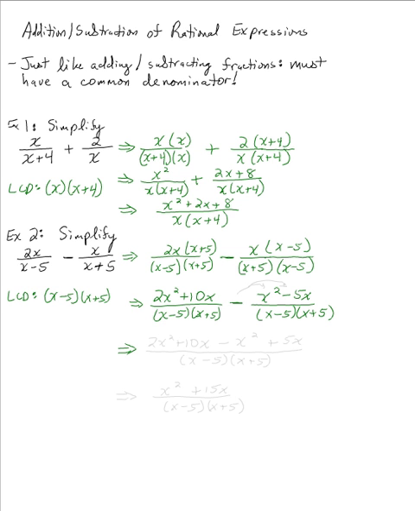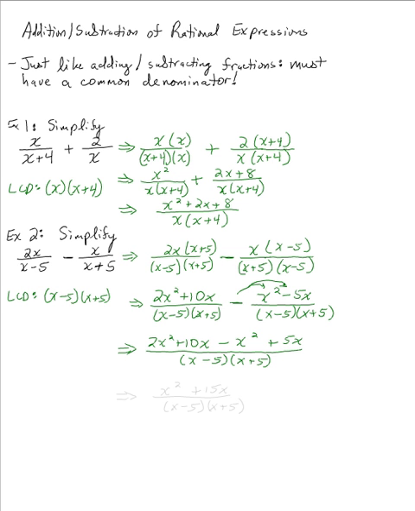Now be careful here. Remember, when you subtract polynomials, you're really adding the opposite. So I'll go ahead and write that out here. I've got 2x squared plus 10x. And now, really what's happening here is I'm taking this subtraction and I'm distributing it through both terms in the second polynomial. So it would be minus x squared plus 5x. And that's all being divided by x minus 5, x plus 5.